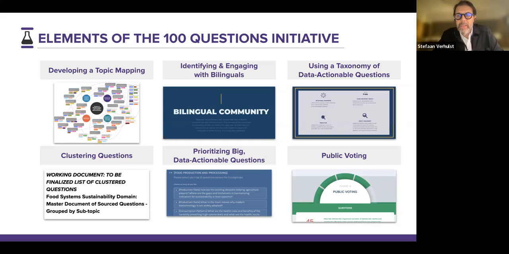Now, it's a multi-step process, and it typically starts, as I mentioned in my first few slides, with a topic mapping, where we actually really try to understand, well, for instance, if urban transportation is the topic, well, what are all the other topics that are associated with urban transportation, so that we actually know what to focus on.